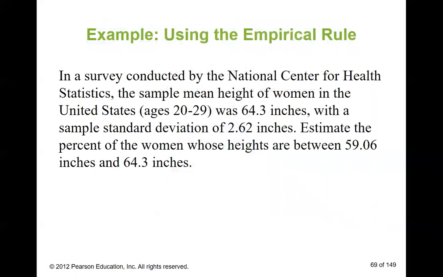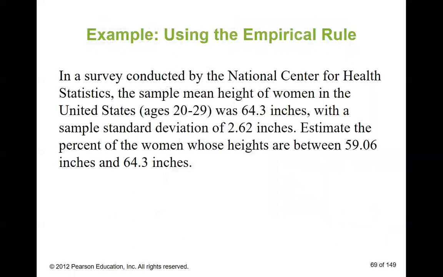So here's an example. You've got a survey that has the sample mean height of women in the U.S. It's 64.3 inches for women aged 20 to 29. The sample standard deviation is 2.62 inches. Could we estimate the percent of the women whose heights are between 59.06 inches and 64.3 inches?